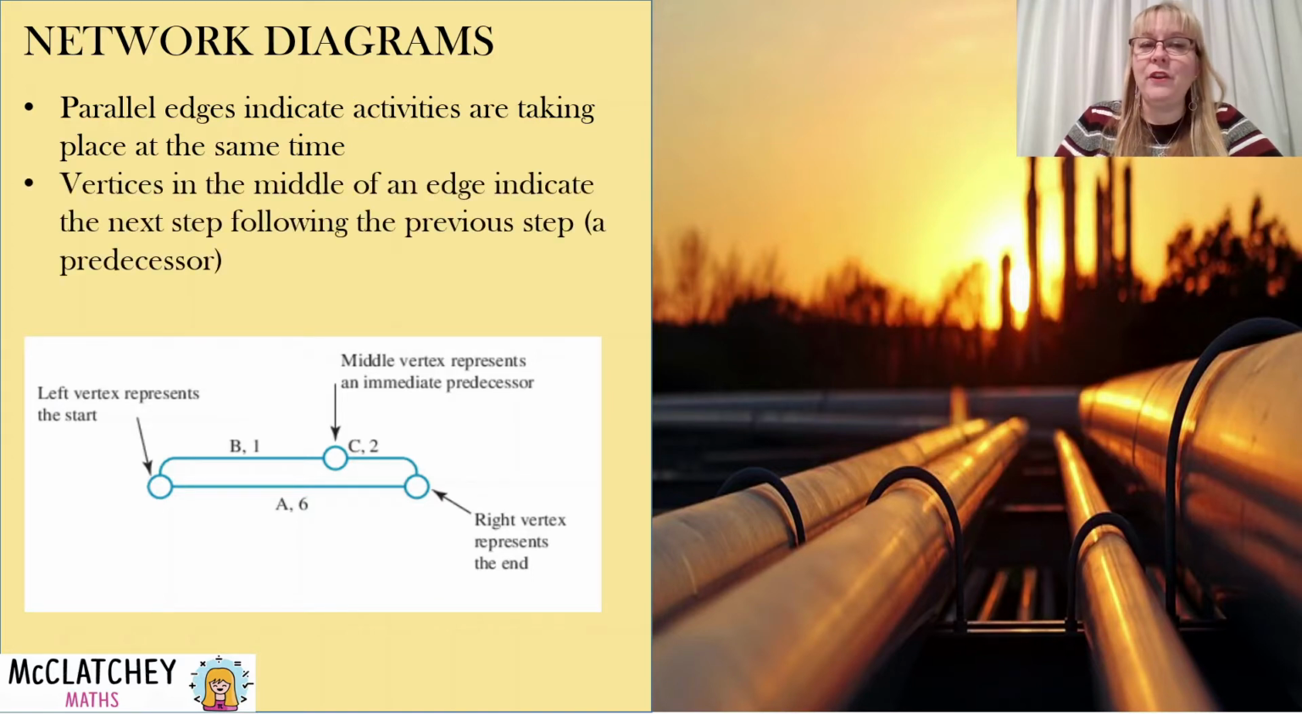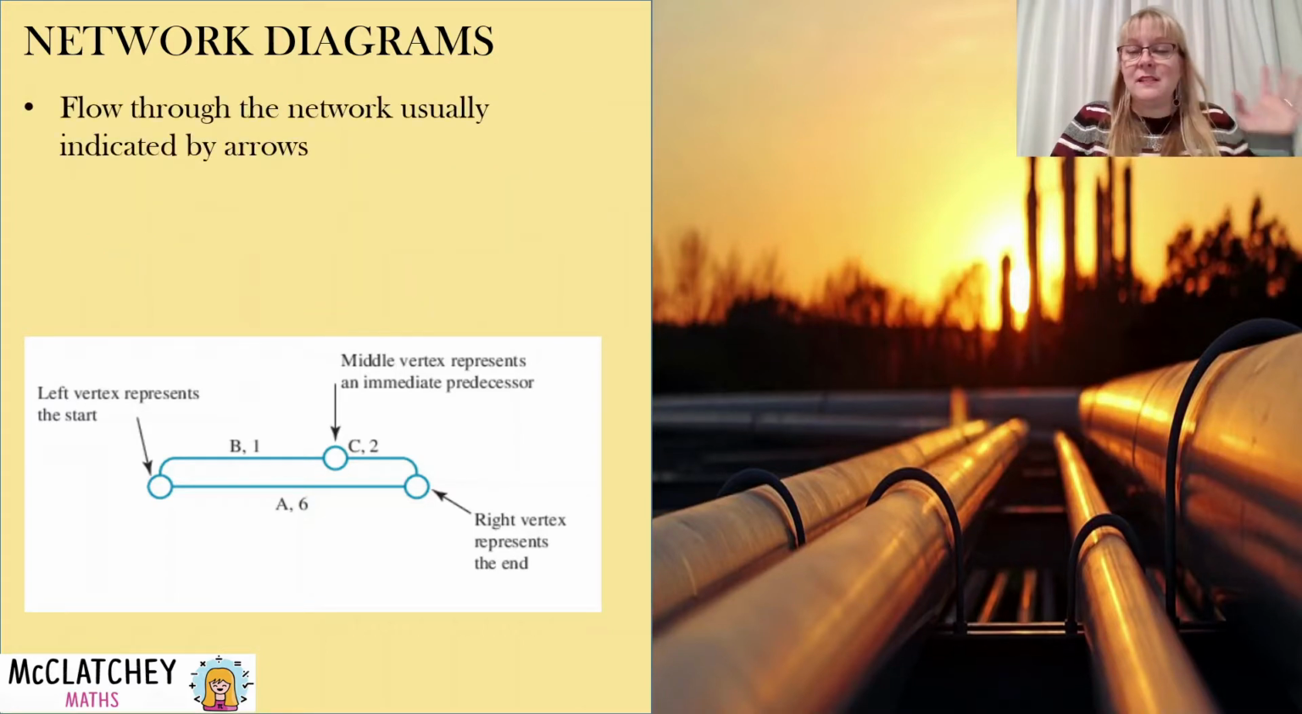And if we have a vertex in the middle of an edge, that simply represents that one activity has finished, the next activity starts immediately afterwards. So the activity before, in this example, is activity B. It's the predecessor for activity C. Some more things that are important to note is that usually we indicate our flow through the network using arrows. You can see this particular diagram below doesn't have arrows, but all of the ones that I'll be using for my worked examples will.